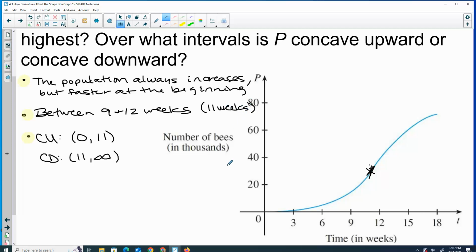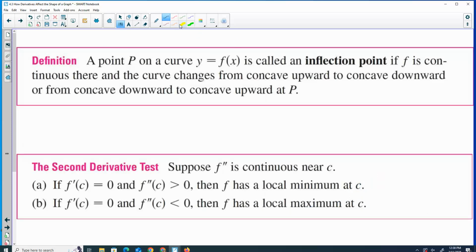About 11 weeks. So a critical point is when the first derivative is 0. That's a max or a min. This is a critical point of the first derivative. When the concavity changes, it's called an inflection point. So 11 is an inflection point. It's a point where your concavity changes, where we change from concave up to concave down. And it's essentially just finding a critical point of the first derivative instead of the function itself. So we're looking at when the first derivative is 0 or undefined.